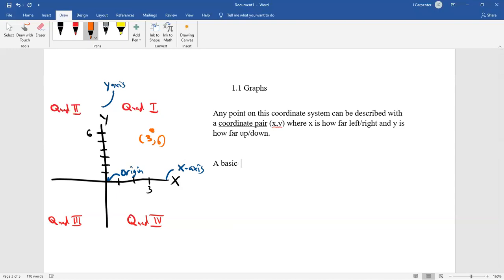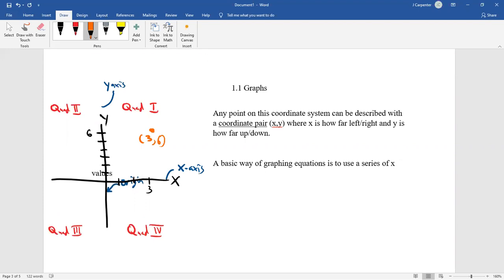A basic way of graphing equations is to use a series of x values.